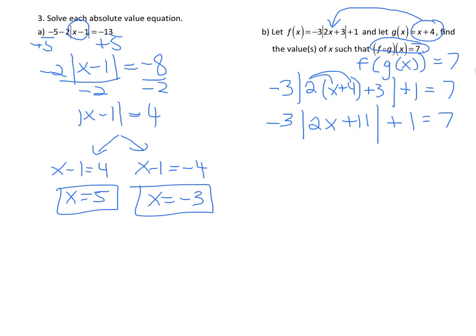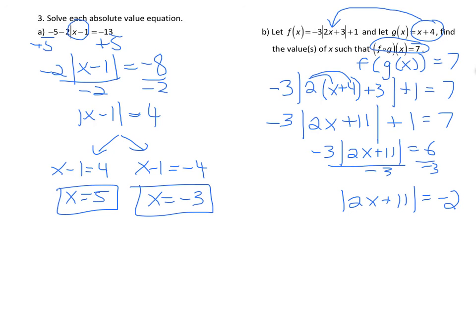And now I want to isolate the absolute value. So I'm going to subtract 1 from both sides first and get negative 3 times the absolute value of 2x plus 11 equals 6. Then I'm going to divide both sides by negative 3, and we get the absolute value of 2x plus 11 equals negative 2. Now at this point, I would split it into two equations, except that since I have a negative right here, this equation has no solution. There is no way this could ever equal a negative number. An absolute value is always a positive quantity, so this is a no solution.